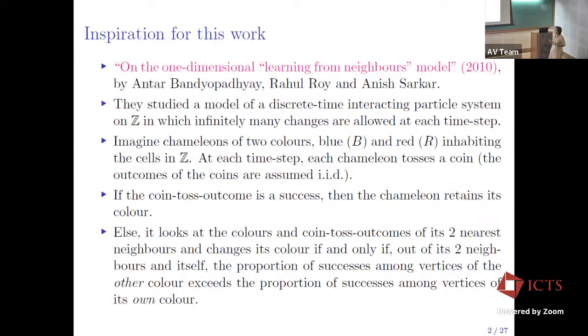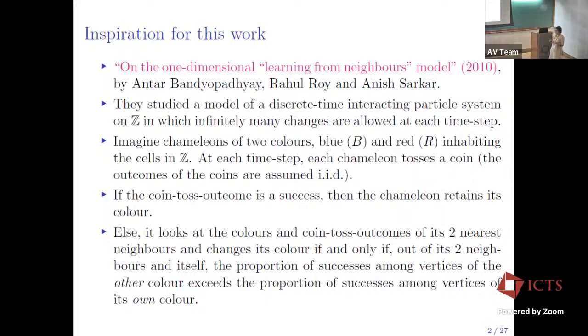Each chameleon has a coin. The outcomes of these coins are assumed to be IID, over all the chameleons and over time as well. Let's say a blue chameleon tosses its coin, and it turns out to be a success. Then it retains its blue color. If it turns out to be a failure, then this chameleon looks at its two nearest neighbors and itself. It then looks at the proportion of coin toss successes among the red vertices in this set.